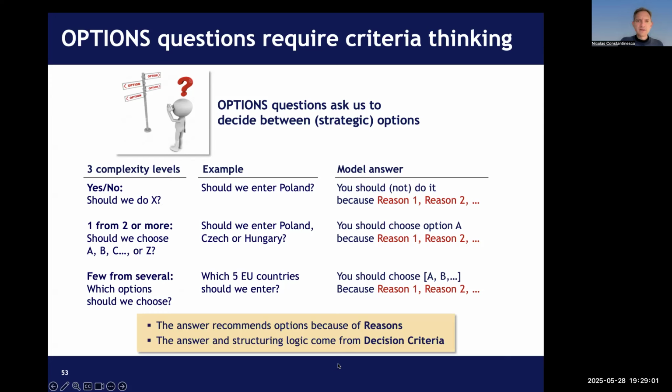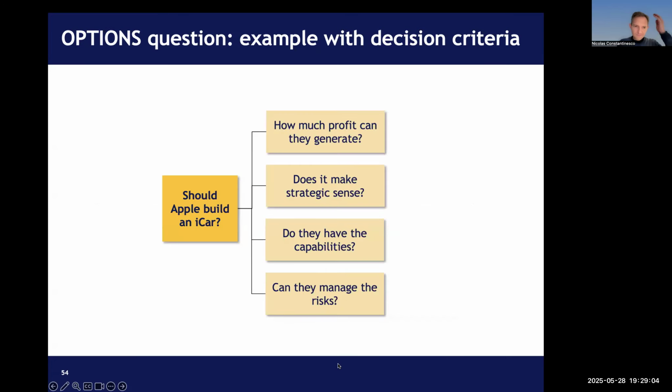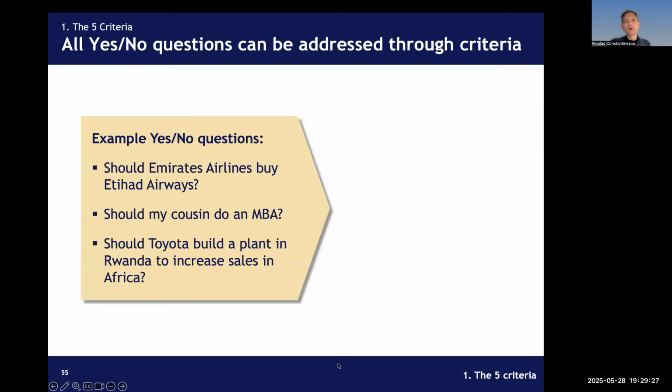Here's an example of a yes or no question that we already looked at. Should Apple build an iCar? And as you can see in this structure, this breakdown, every question reflects some kind of a criterion that we attach importance to. Now, imagine that we're looking at these three questions. Should Emirates buy Etihad Airways? Should my cousin do an MBA? Should Toyota build a plant in Rwanda to increase sales in Africa?